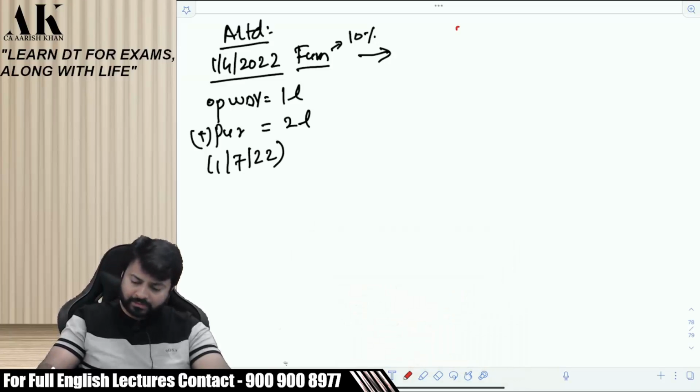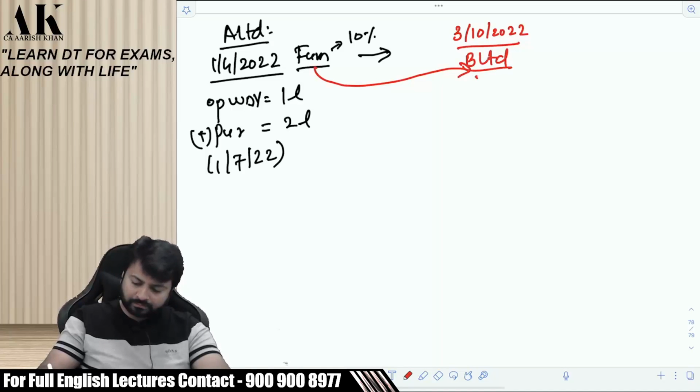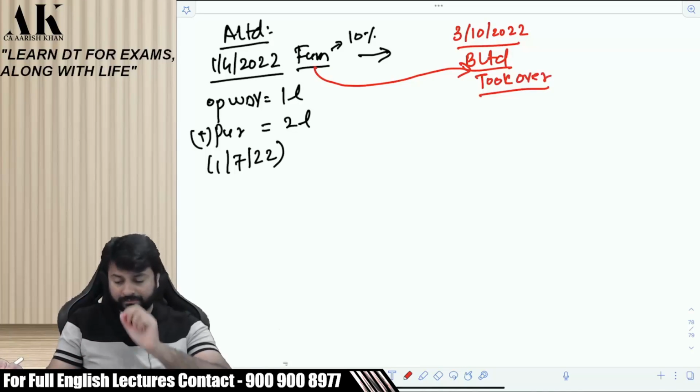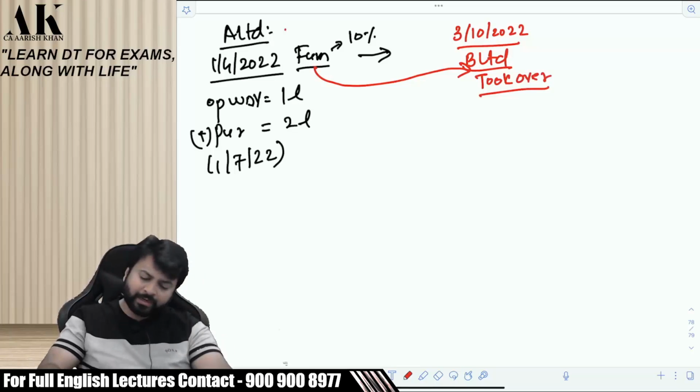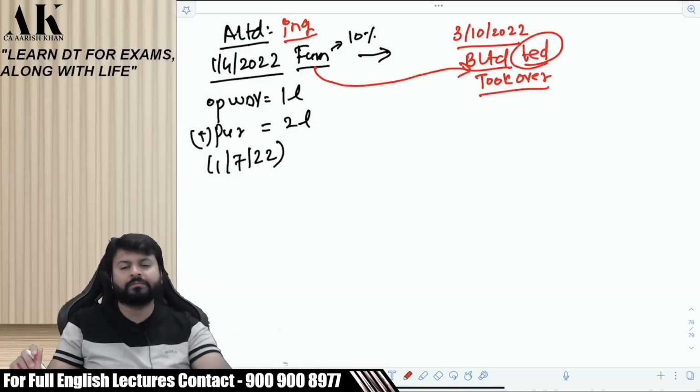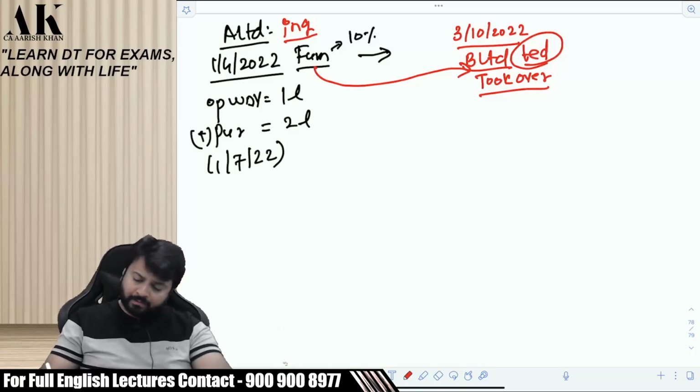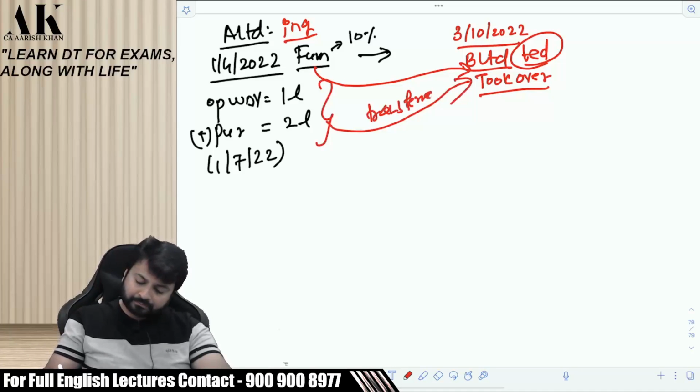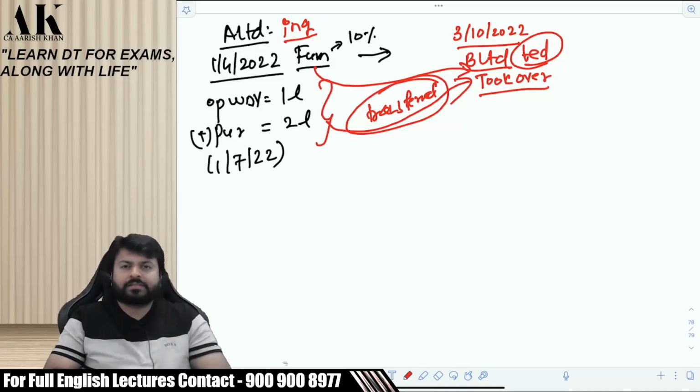Now, after a few months, that is on 3rd of October 2022, B Limited came and took over A Limited. That is, A Limited got amalgamated with B Limited. A Limited became the amalgamating company and B Limited became the amalgamated company. So, now these assets are also transferred to B Limited. Now in this case, the question is, how will the depreciation be computed?